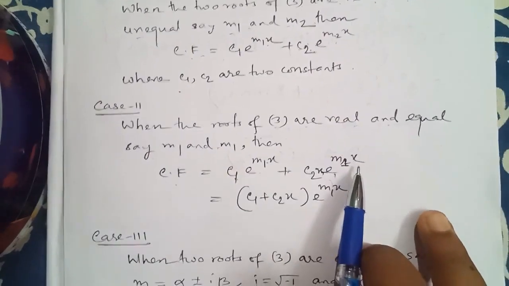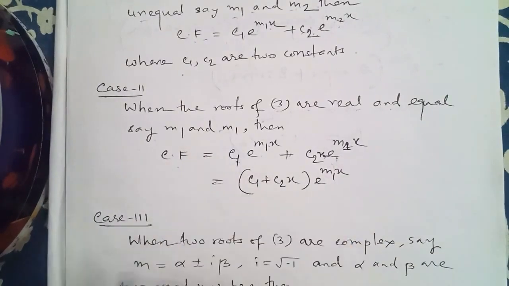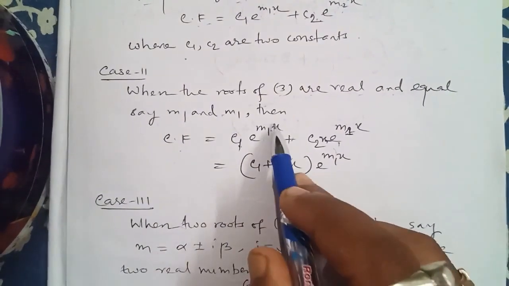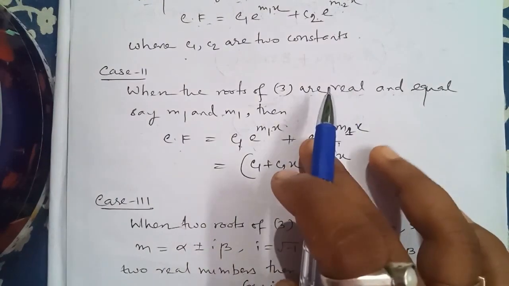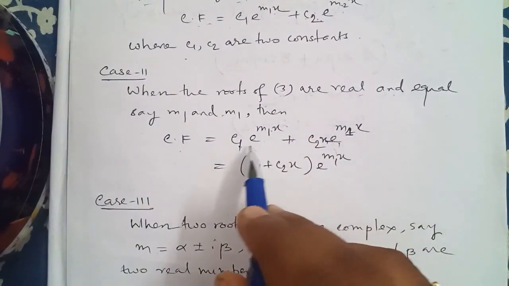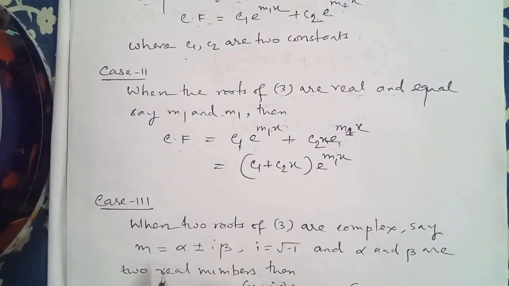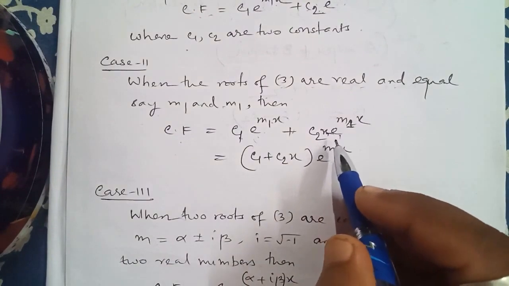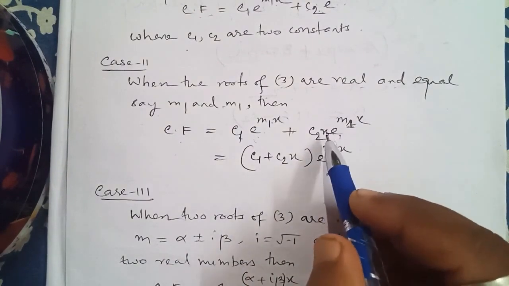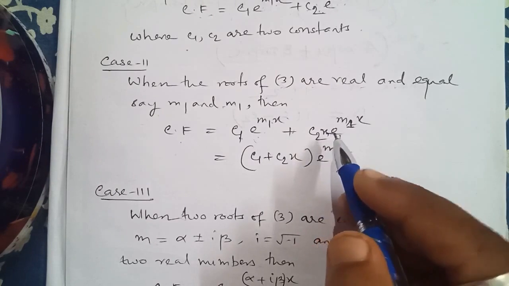When m1 equals m1, meaning both roots are equal, what's the issue? If we have e to the power m1x here and also there, both solutions become dependent. So what do we have to do? We have to make them independent. For independence, what will we do? We will multiply by the smallest power of x, okay?